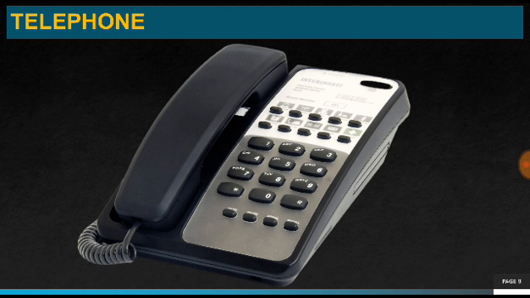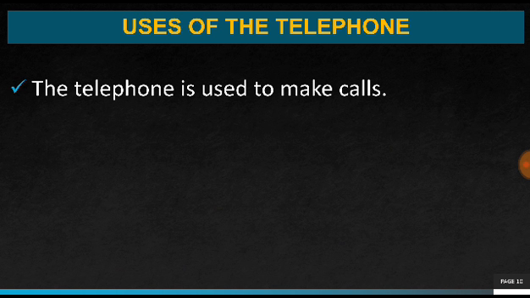What we have here is what we call the telephone, the whole device. It looks similar to the mobile phone, but as we can see, this one is very big. The mobile phones are very small. So this one is called the telephone. Now let's have a look at the uses of the telephone. The telephone is used to make calls. The telephone can also be used to contact people or even our relatives.